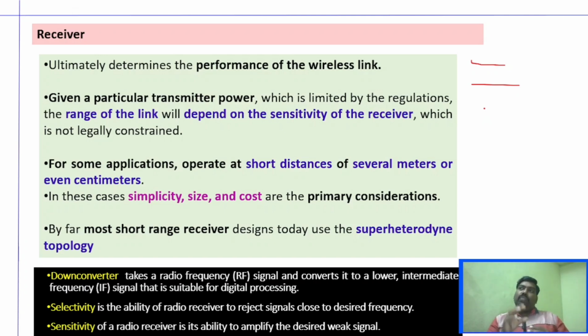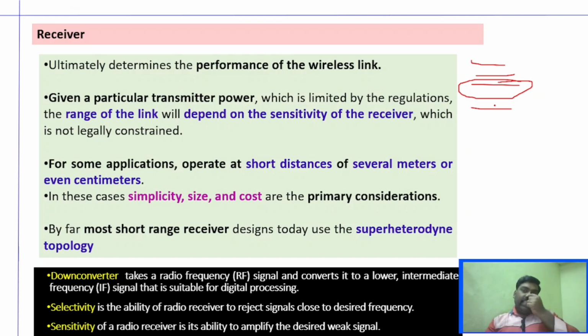So the receiver should be very clever in order to receive the correct signal. It has to select the desired frequency signal, the desired signal that is transmitted, apart from the noise and all those things, right? So the ability of the receiver to reject all other signals and select the exact desired signal, that is called selectivity.